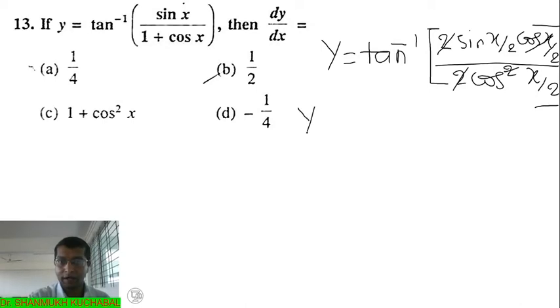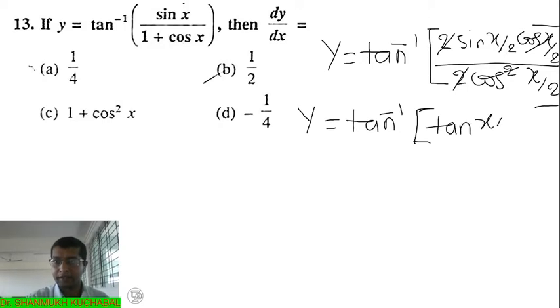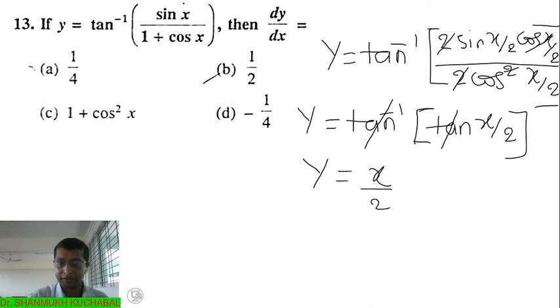So we get y equal to tan inverse, it is sin divided by cos, that is tan of x divided by 2. Now tan and tan inverse get cancelled. We get y equal to x by 2. So if you differentiate this, dy by dx, differentiation of x is 1, we get 1 divided by 2. Therefore 1 by 2 is the right answer. So B is the right answer.